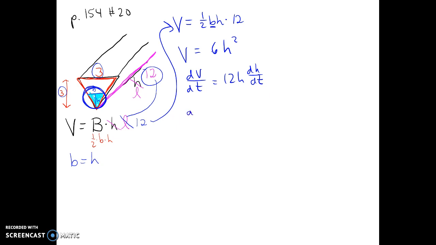In part A, it says it's filling at 2 cubic feet per minute. And we want the height to be 1. And what is dH over dt? So dH over dt would be 1/6 feet per minute.